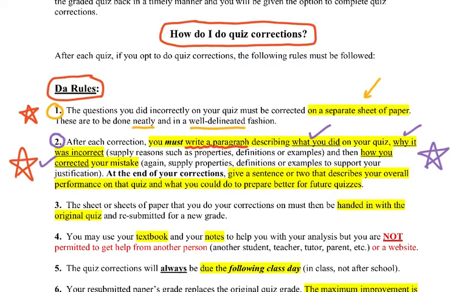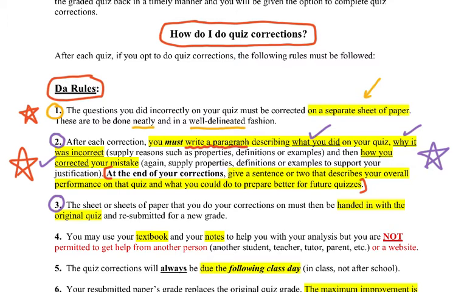At the end, please add this little extra thing here. Just give me a couple sentences telling me, how did you feel about this quiz? How did you feel that you did? What can you do next time to do better and prepare better? All right, when you're done with the redoing and you're done with the paragraph, please put both together. Put your original quiz, if I don't have it, the original quiz and your corrections together. You're going to submit them together. Hand them in or email them to me.